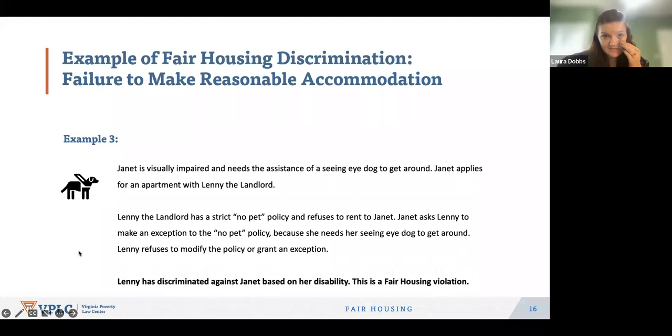And lastly, an example of a failure to make a reasonable accommodation. Janet is visually impaired and she needs the assistance of a seeing eye dog to get around. Janet applies for an apartment with Lenny, the landlord. However, Lenny has a really strict no pet policy and refuses to rent to Janet, or says, I'll rent to you, but you can't have your dog. Janet asks for an exception to the no pet policy because she needs her seeing eye dog to get around. Lenny refuses to modify that policy or grant her an exception. This would be an example of Lenny discriminating against Janet based on her disability and would be a fair housing violation.